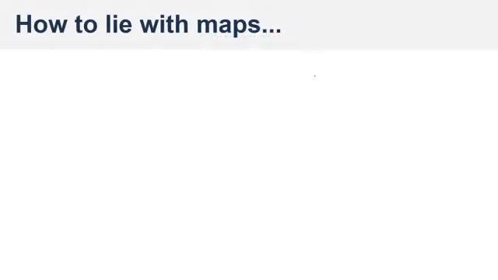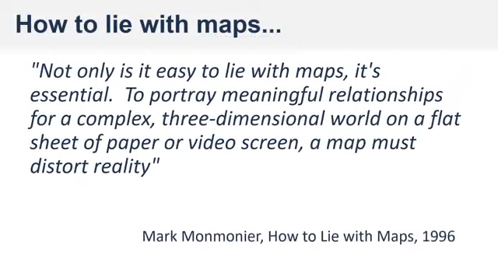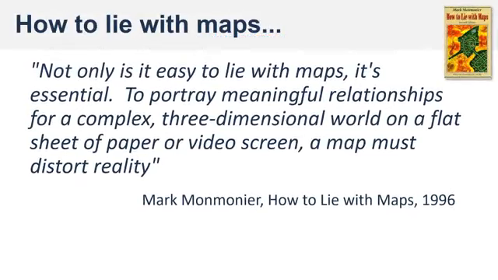There's a great quote from a book called How to Lie with Maps. "Not only is it easy to lie with maps, it's essential. To portray meaningful relationships for a complex three-dimensional world on a flat sheet of paper or video screen, a map must distort reality." And I love the way that he puts that, because what he's really emphasizing is that anytime you make a two-dimensional map from a three-dimensional world, there will be distortion.